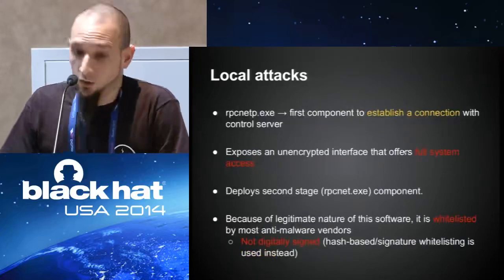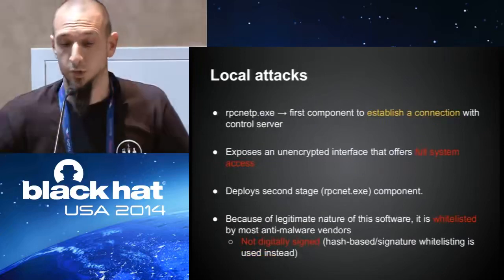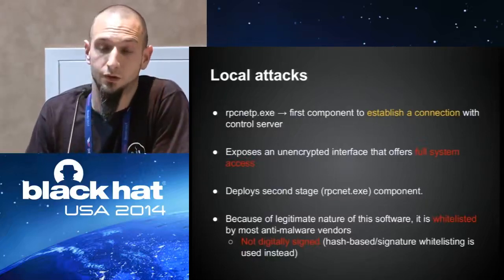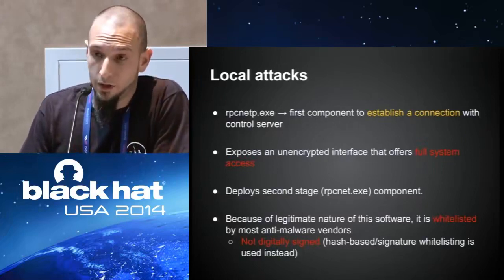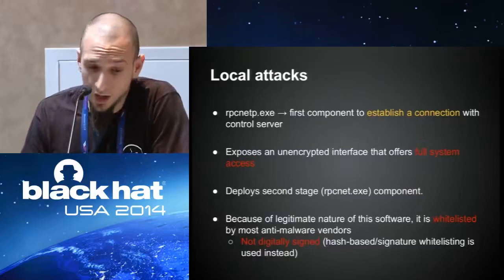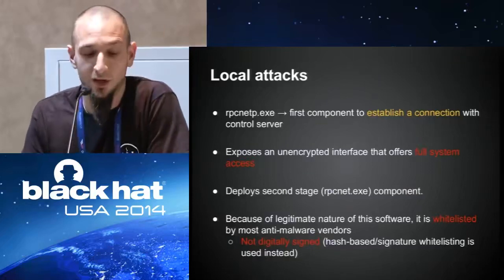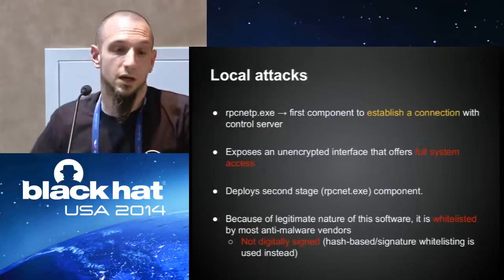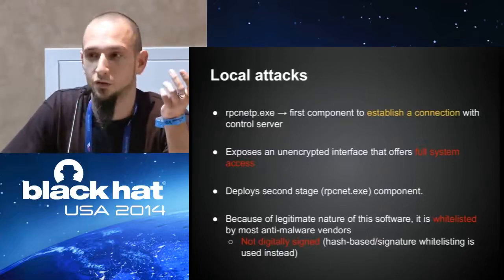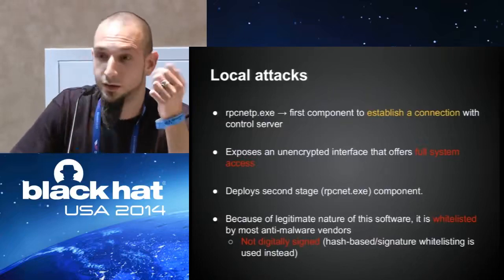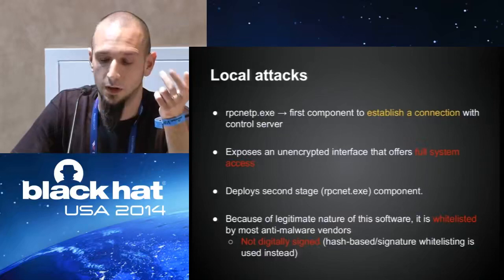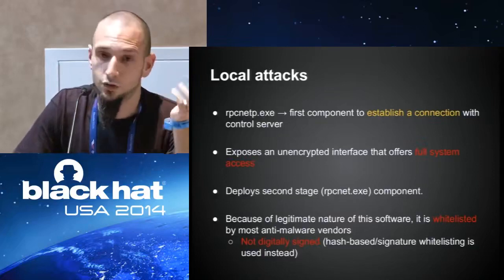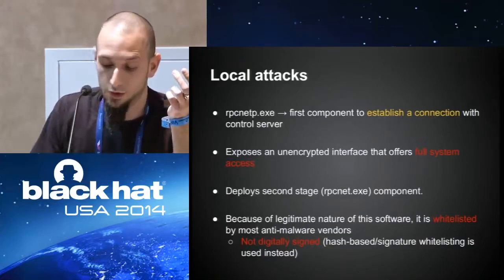So, summarizing, RPCNetP is the first process to establish a connection with the control server. It exposes a remote procedure call with no encryption in some cases. It deploys the second stage, the signed agent, RPCNet. And as it is legitimate software, because of its rootkit-ish behavior, it has to be whitelisted by most anti-malwares. As RPCNetP has no digital signature, the antivirus has to rely on hashes or signatures to whitelist it. And we'll see why this is a problem.